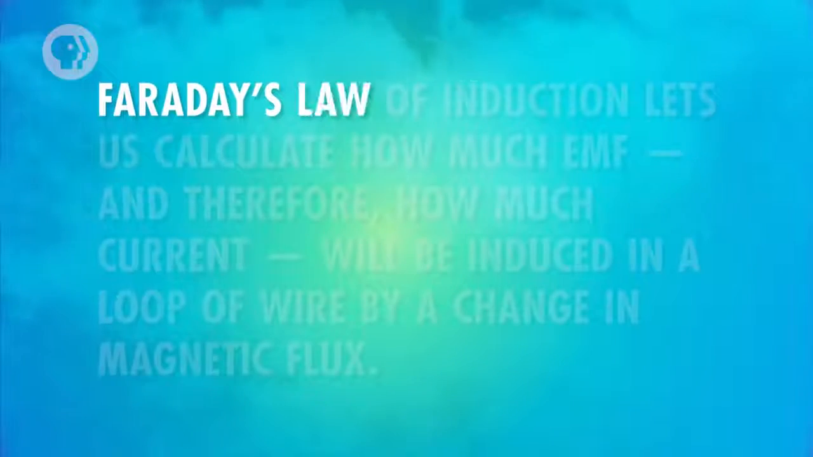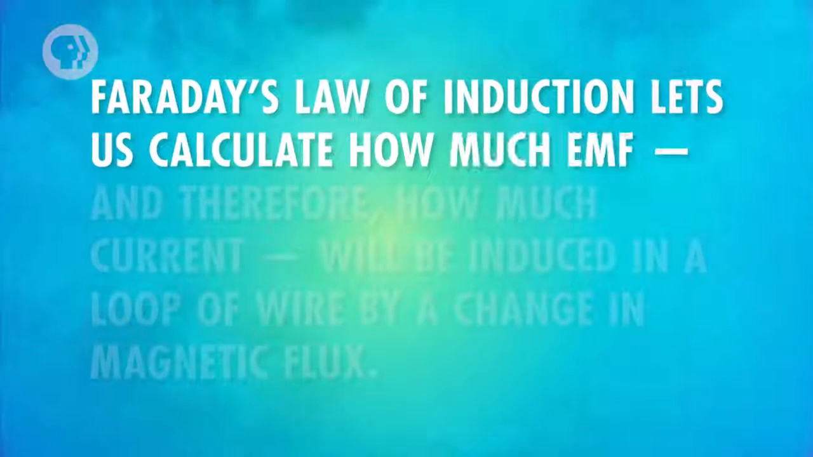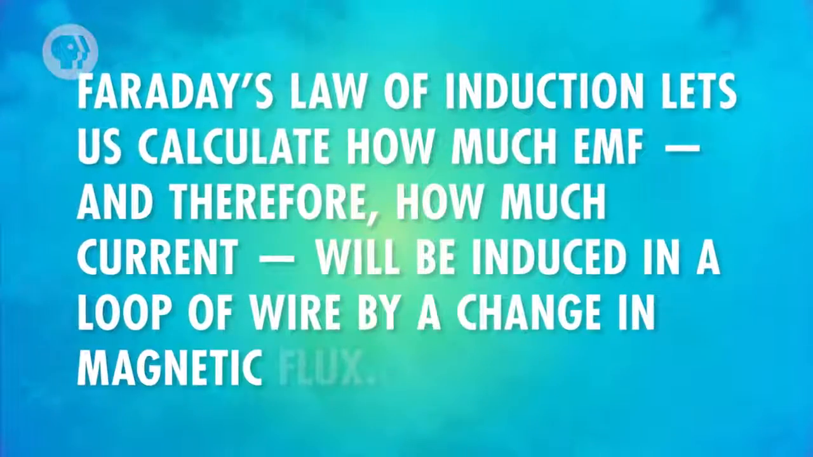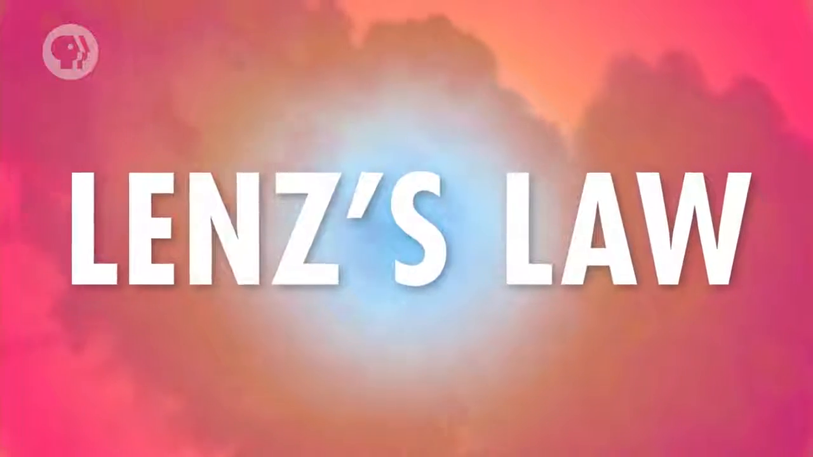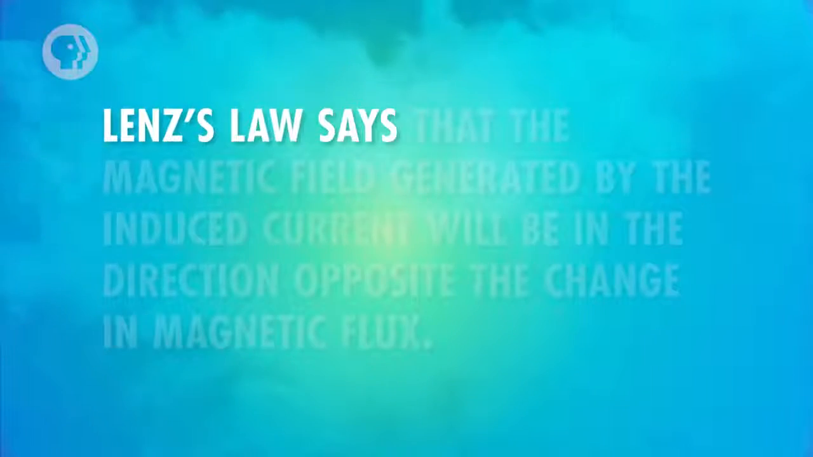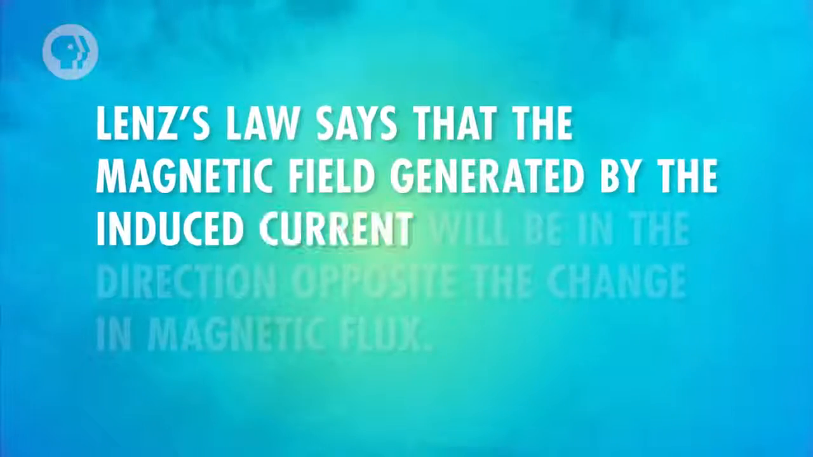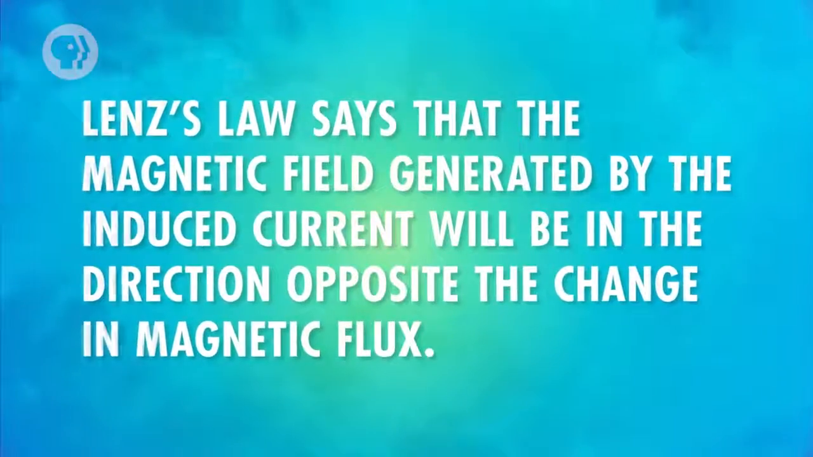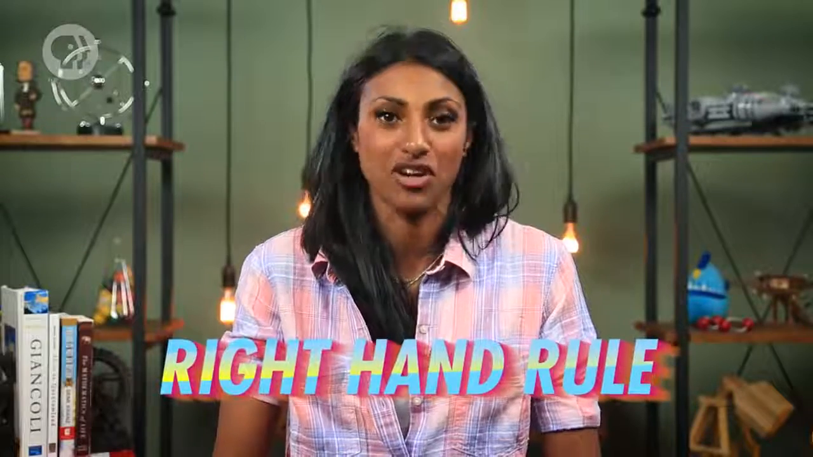So Faraday's law of induction lets us calculate how much EMF, and therefore how much current, will be induced in a loop of wire by a change in magnetic flux. But in what direction will the induced current flow? To figure that out, we use a rule called Lenz's law. You know how currents generate magnetic fields? Well, Lenz's law says that the magnetic field generated by the induced current will be in the direction opposite to the change in magnetic flux. So if you know the direction of change in magnetic flux, you can figure out the direction of the magnetic field generated by the current. And from there, you can use our old friend, the right-hand rule, to figure out the direction of the current.